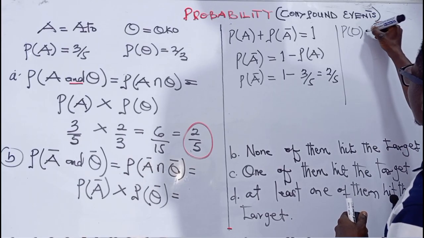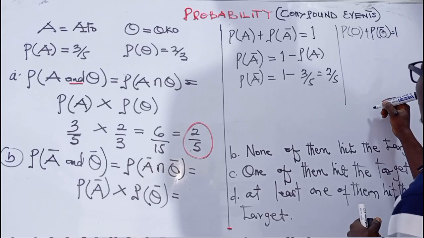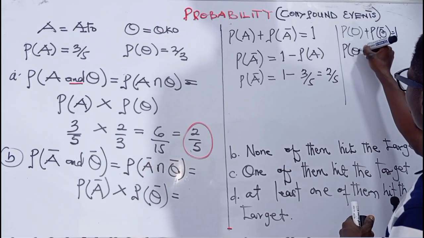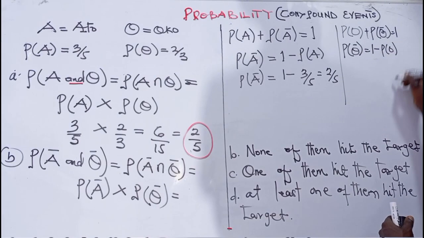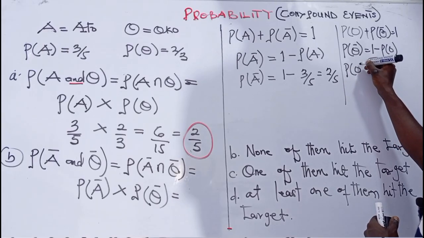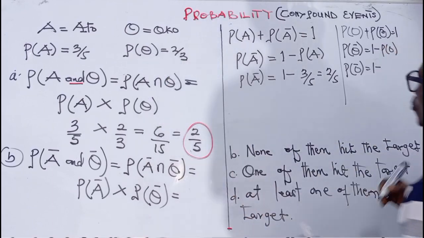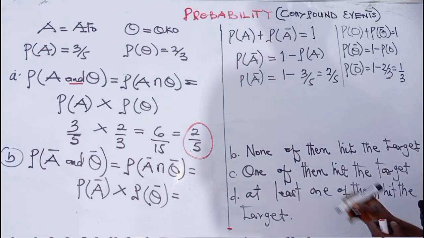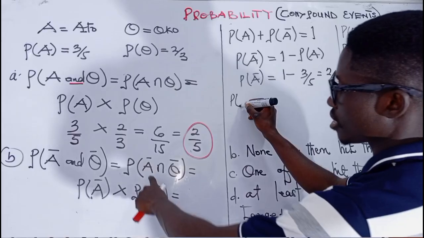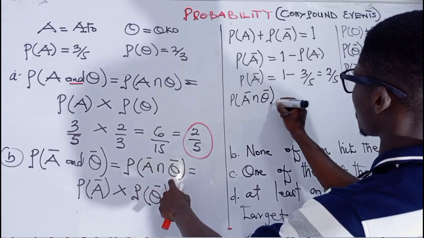Now from this, we can also see that the probability that Oko hit the target plus the probability that Oko didn't hit the target is equal to 1. So we have the probability that Oko didn't hit the target is equal to 1 minus the probability that Oko hit the target. Oko hit the target, we have 2 over 3. And this is going to give us what? 1 all over 3.